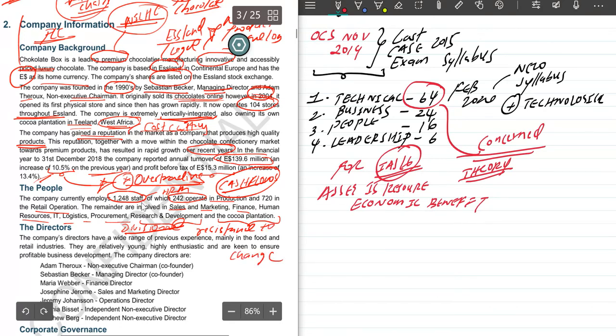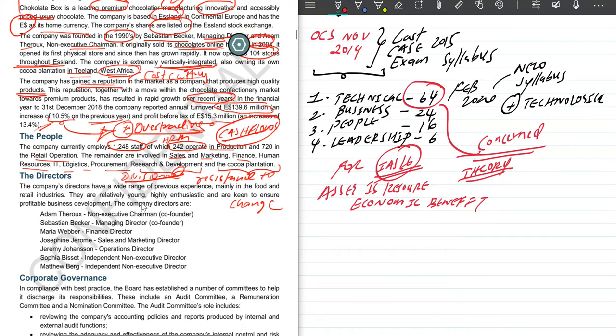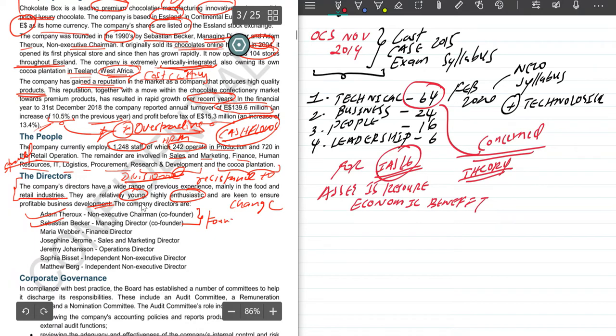The directors, they are clearly stating the company directors have a wide range of previous experience, mainly in food and retail industry. So this clearly states that the top management is very good, so that is a strength here. They are relatively young, highly enthusiastic, and keen to ensure profitable business development. The company directors are Adam Thorax, non-executive chairman, Sebastian Becker. So I can just come out of this and say these two people are founders, but still they are existing on the board. Maria Weber, the finance director.